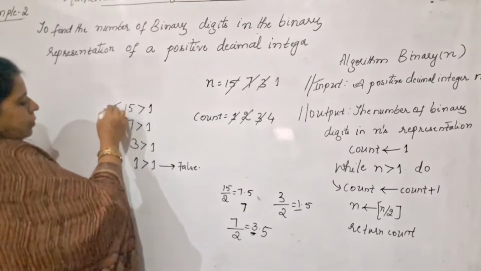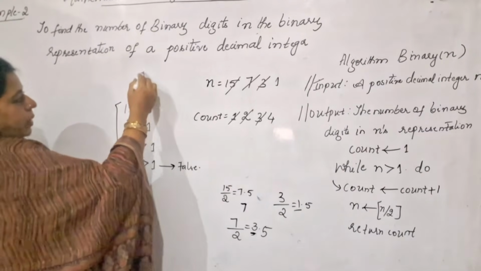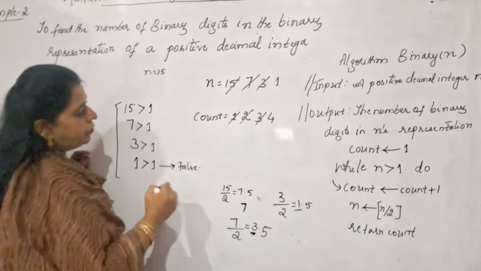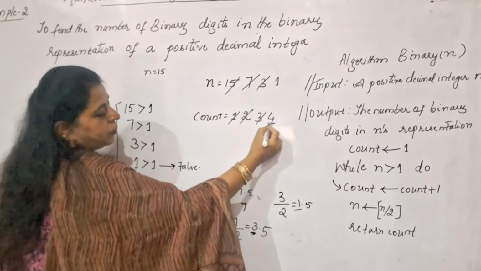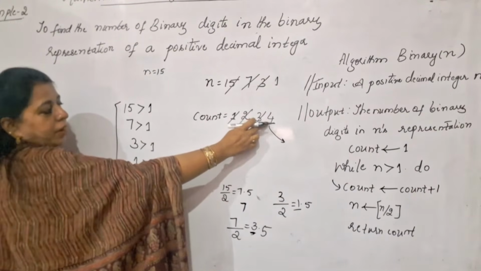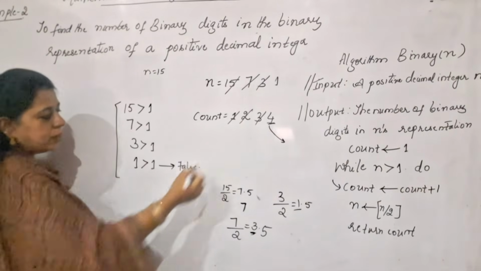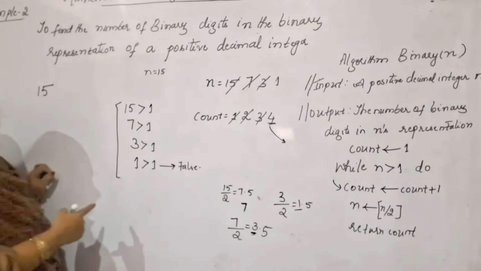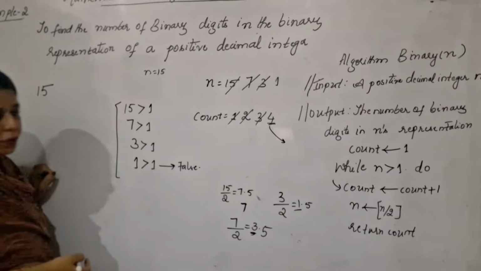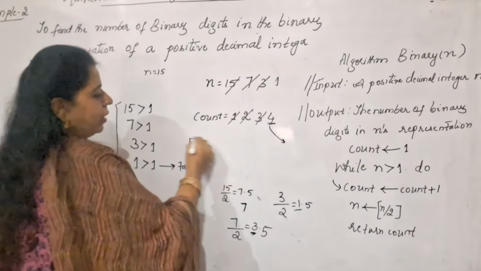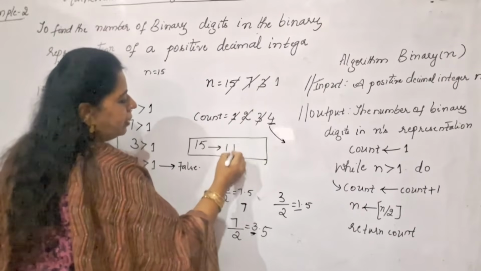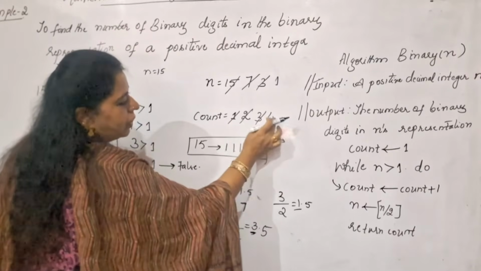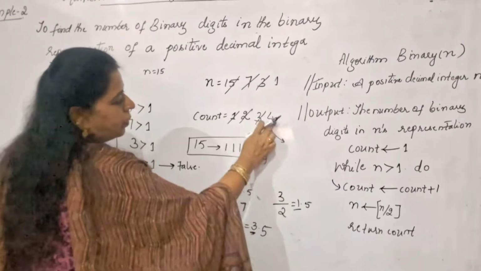So finally, what have you observed? For a value of n equal to 15, you found that the count that is appearing here is 4. Whatever is the count here, the updated value at the end for the count variable, in this case 4, becomes the number of binary digits used to represent a positive decimal integer. So given was 15, and to represent this 15 in binary, you are writing like this. So 4 binary digits are required. That is what we got here, the updated value for the count. Return count refers to this one.